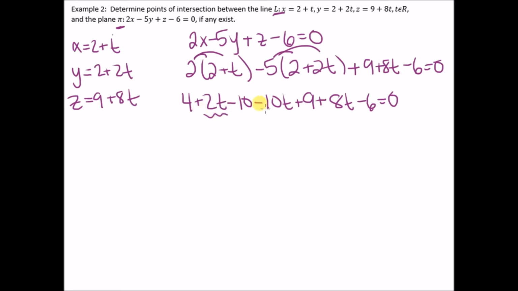We get 2t minus 10t plus 8t, which is actually 0t. And 4 minus 10 is negative 6, minus another 6 is negative 12, but then plus 9, I get negative 3.